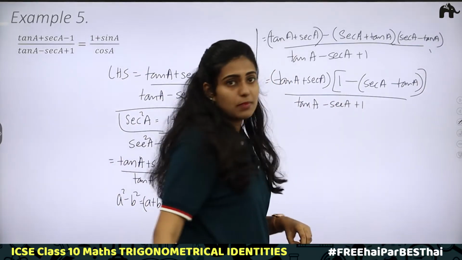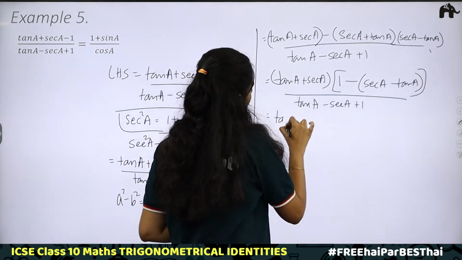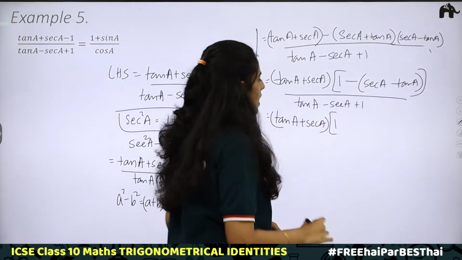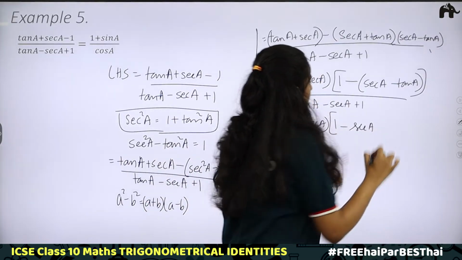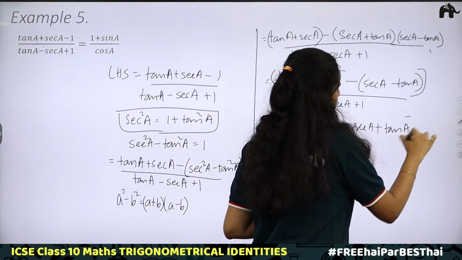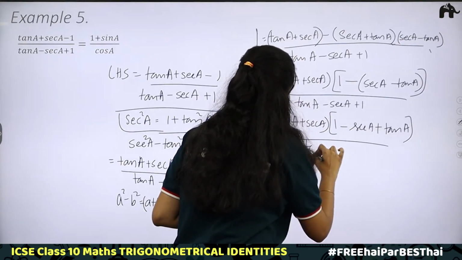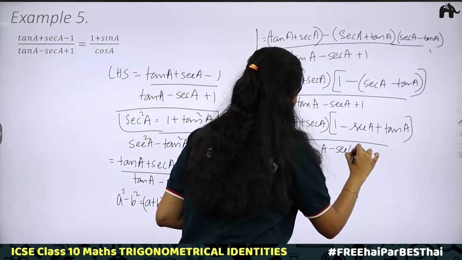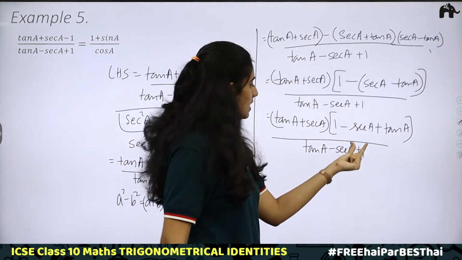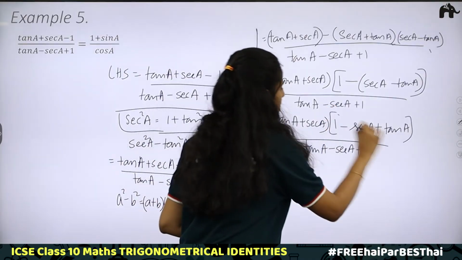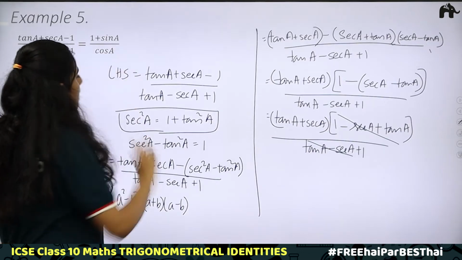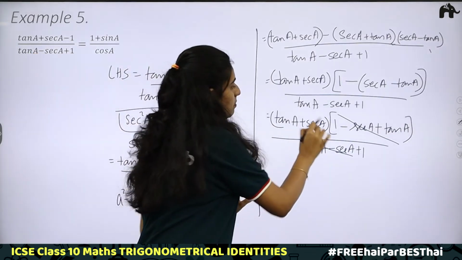Distributing this by removing the bracket, we get tan A plus sec A into 1 minus sec A, minus of minus is plus tan A, whole divided by tan A minus sec A plus 1. So this and this can be cancelled. What we need is 1 plus sin A by cos A. Here we got tan A plus sec A.